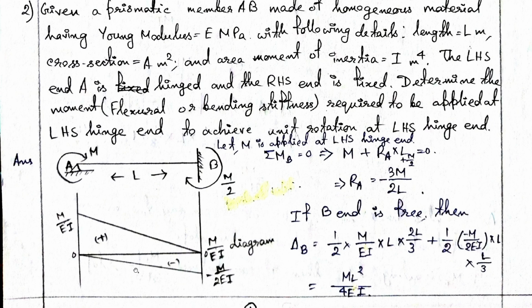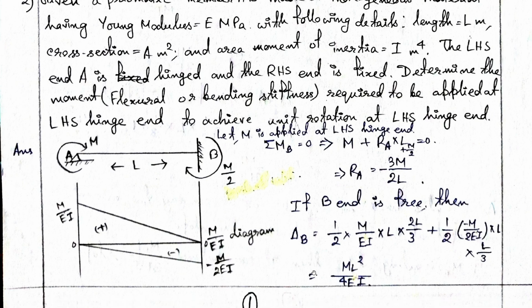And similar way for this negative part of M by EI diagram. So the distance of this negative part of the M by EI diagram from B end will be L by 3, and for the positive part it is 2L by 3. So from that we get delta B, that is ML square by 4EI. But the B end is not free, right now. So if B end is free, then the B end will undergo this much of deflection. But the B end is not free.